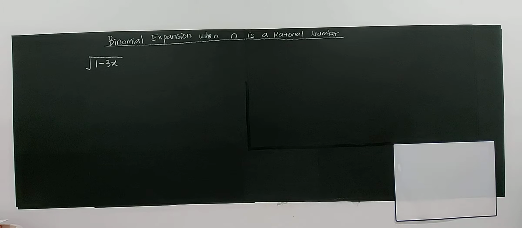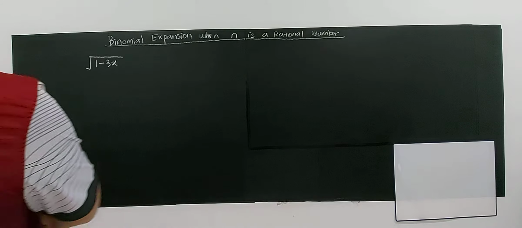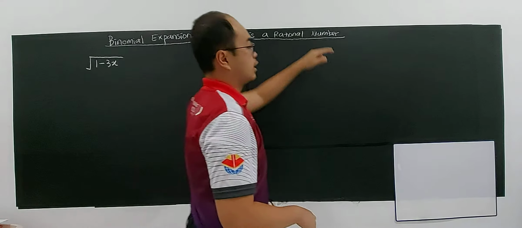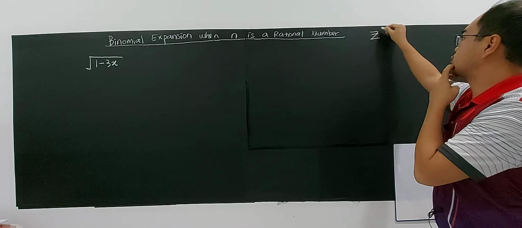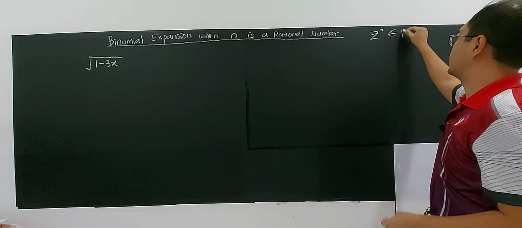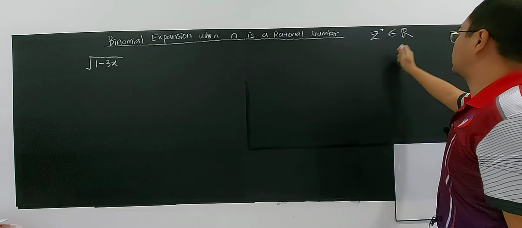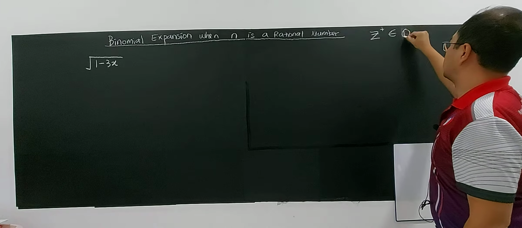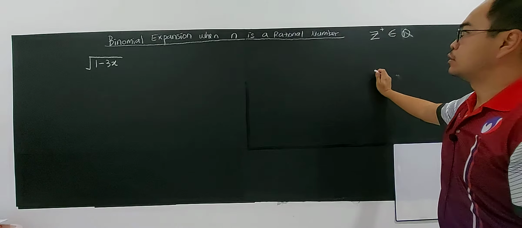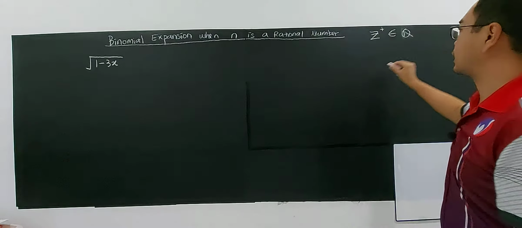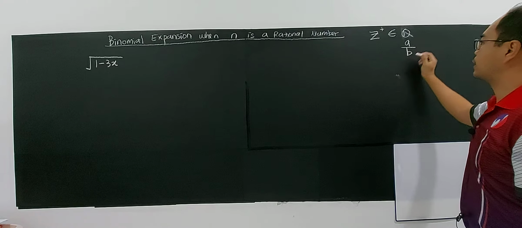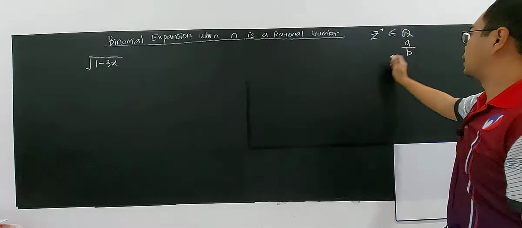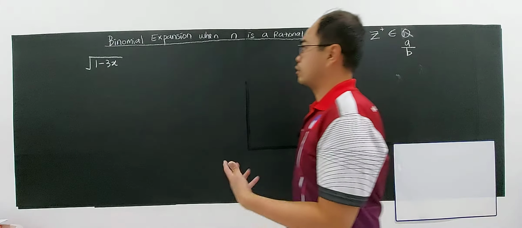Alright, in this video, I'm going to talk about binomial expansions for the case where the n is a rational number. As you know, a positive integer is a subset of the rational numbers. A rational number means a number that can be written in the form of a over b, where a and b are integers, in a fraction.